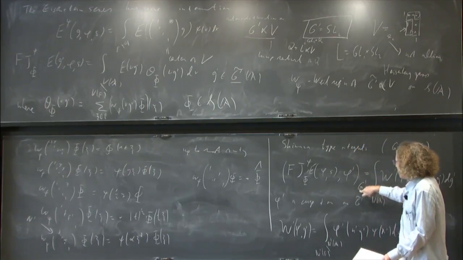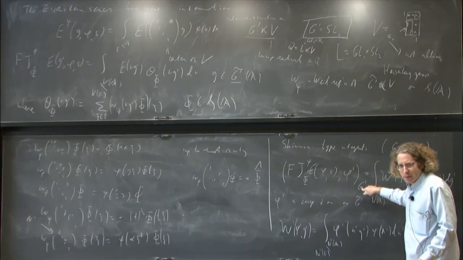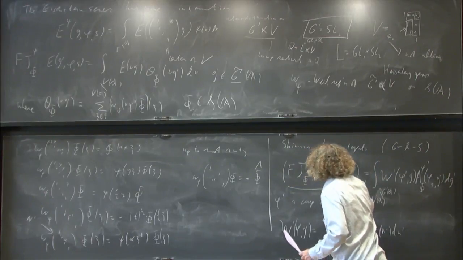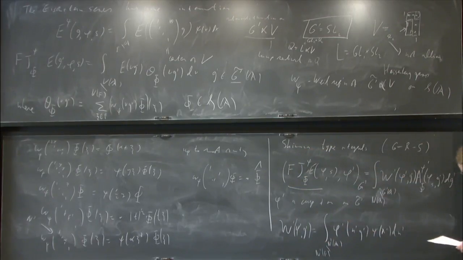But of course, when I take the Petersson inner product, it doesn't really matter, because the product lives on the G prime. I hope this will be clear from the context. But yes, this gadget lives on phi prime and this lives on G prime. The product lives on G.